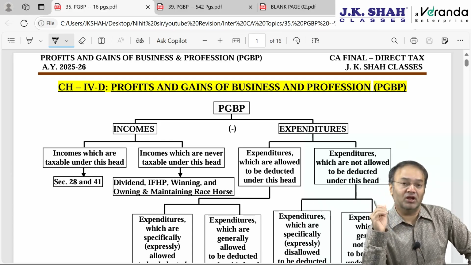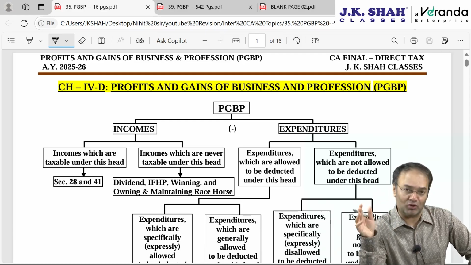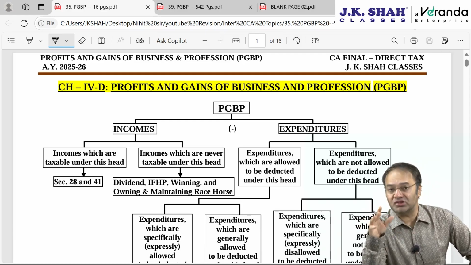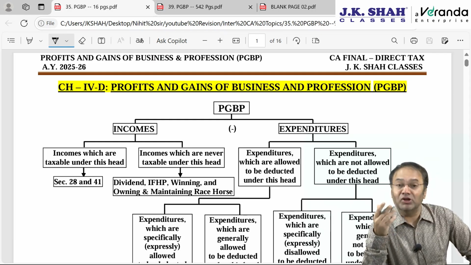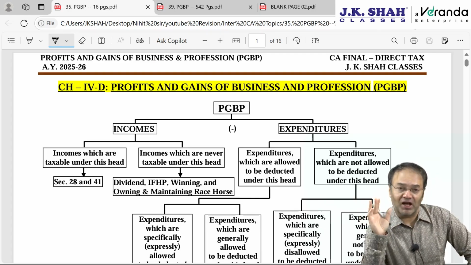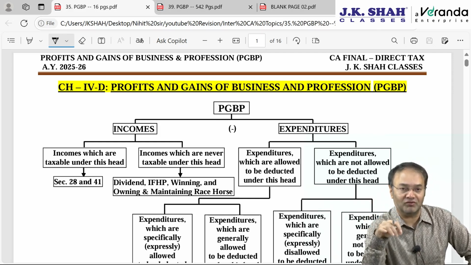Reason being very simple. This chapter was there at inter CA level also. You are expected to have an in-depth knowledge of this chapter at final CA level automatically. Direct questions on this chapter do not come nowadays. Chapters like minimum alternate tax, alternate minimum tax, etc., questions will come on those chapters whereby you require knowledge of this chapter.